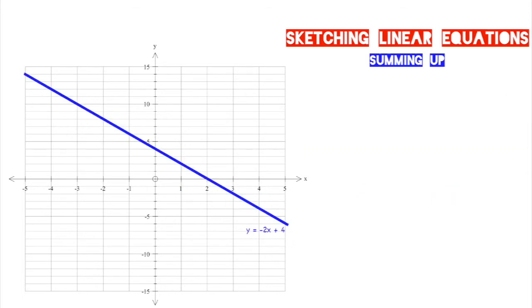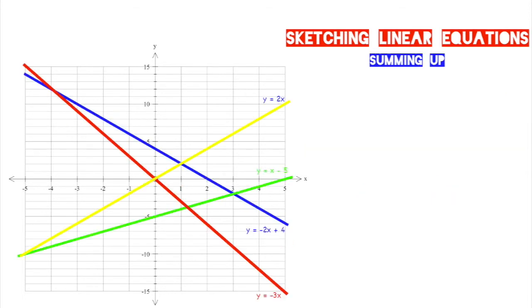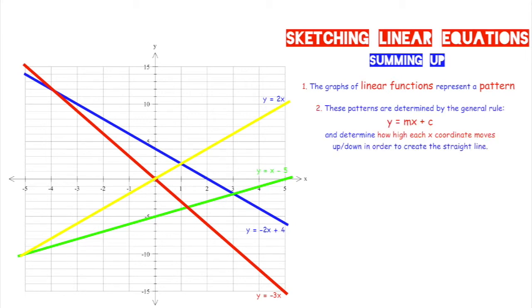Summing up now, looking back on each one of the equations that we've just covered, it can be seen that these linear functions, or equations, simply just represent a pattern. Now these patterns are determined by the rule y is equal to mx plus c, and determine how high each x coordinate needs to move up or down in order to create the straight line. And for the general rule y is equal to mx plus c, m represents the gradient, or in other words how steep the line is, and c represents the y-intercept, that is, where the line crosses the y-axis.